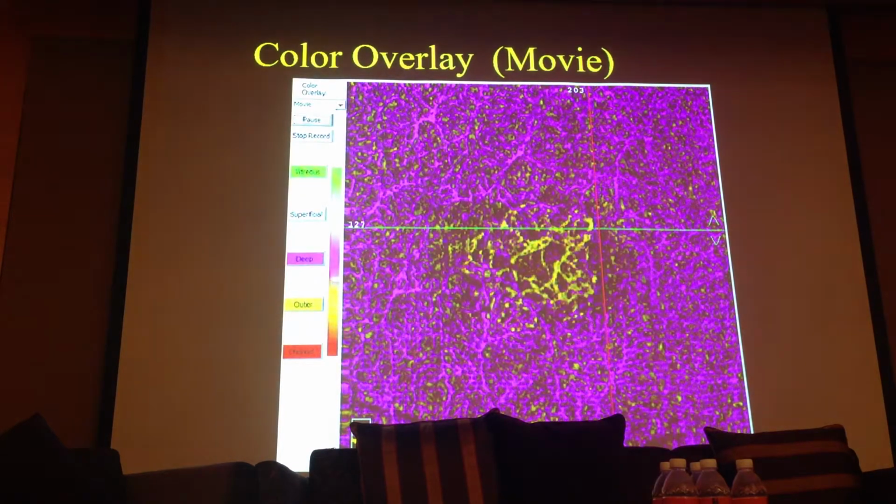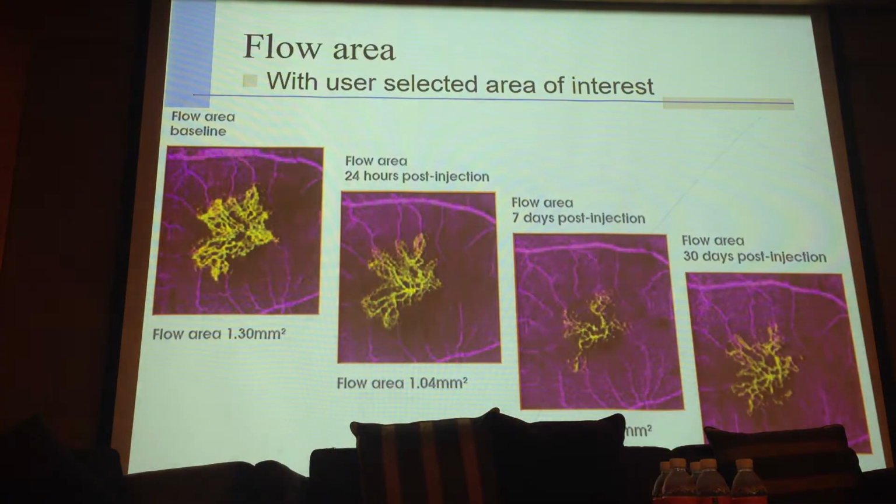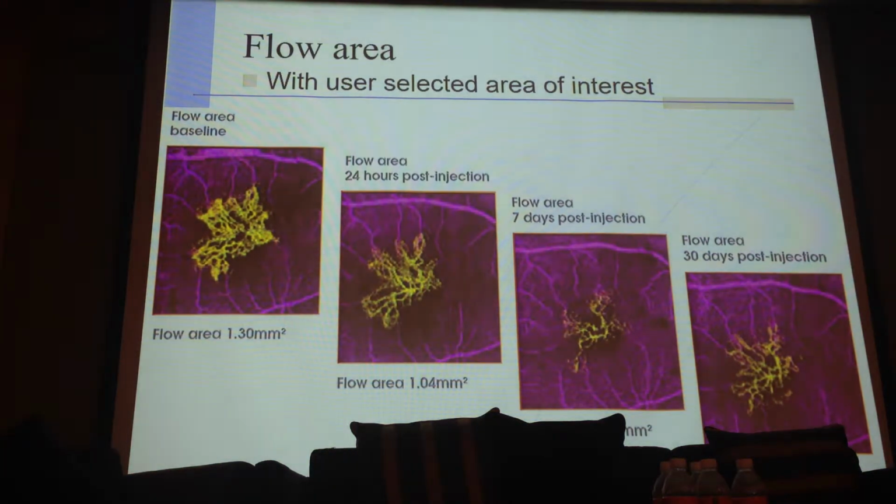I just pause over here. Okay. Now, isn't it amazing? You see, above the yellow is the purple one, the deep capillary plexus, and beneath the purple vessels, those are vessels inside the outer retina. So it gives us the volume rendering view. It's kind of like a three-dimensional perspective. Very nice image. And the next feature is the flow area.